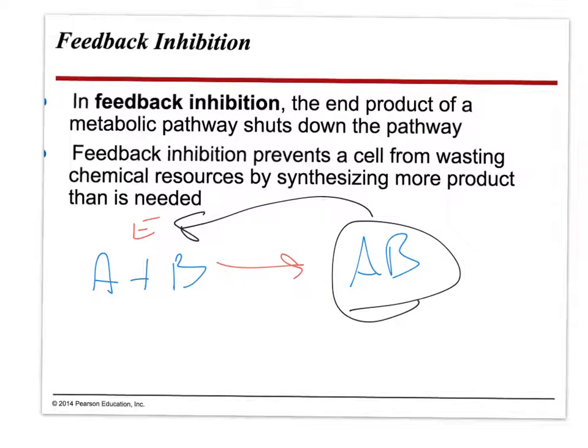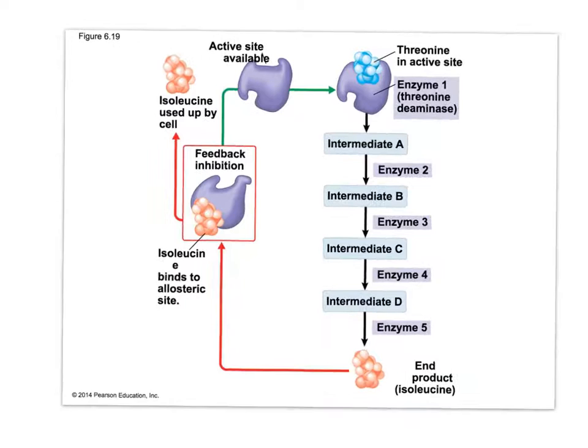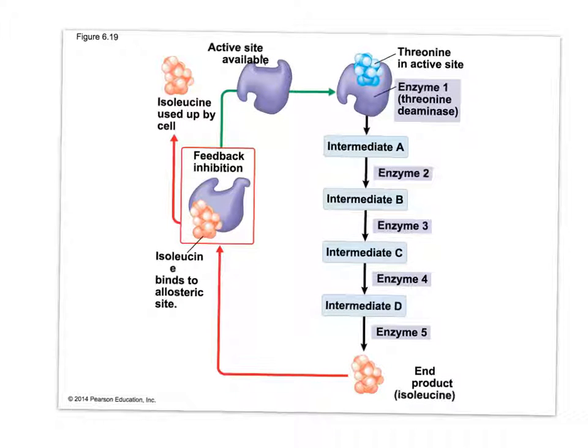Okay, we're going to see. We'll go over this picture in a minute. Okay? Let's do it this way. So a lot of these products are also made in steps. Okay? So here's an enzyme that produces something that goes into these steps. Eventually you end up with an end product, which is isoleucine, an amino acid. Okay?